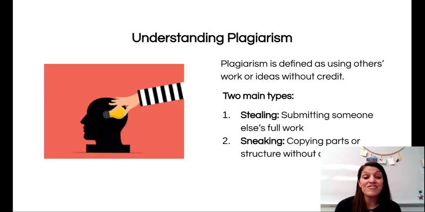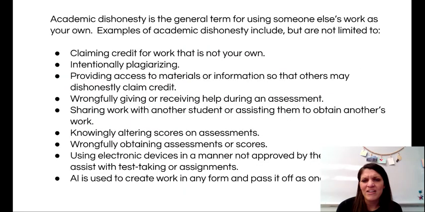When it comes to plagiarism, it is defined as using others' work or ideas without credit. The chapter talks about two different types of plagiarism, stealing and sneaking. Stealing is submitting someone else's work as if it was your own, or going straight to AI and saying, hey, write this paper for me, and then turning that in. Sneaking is copying different parts or paraphrasing, but really rewriting someone else's work.